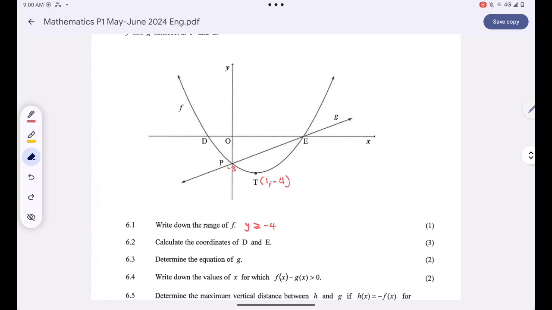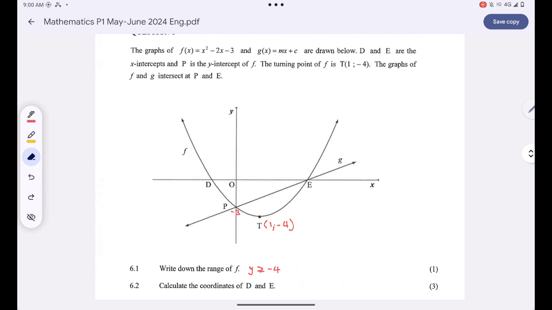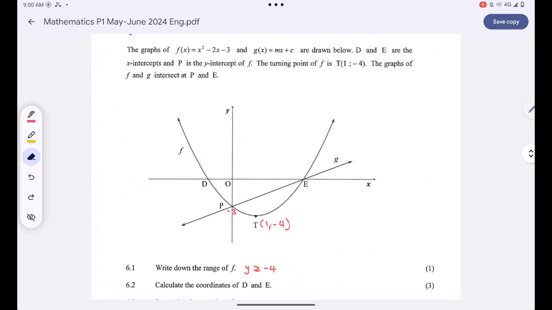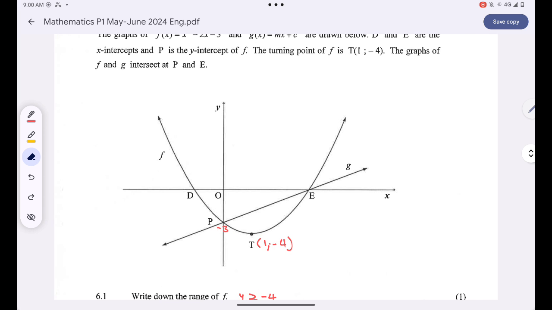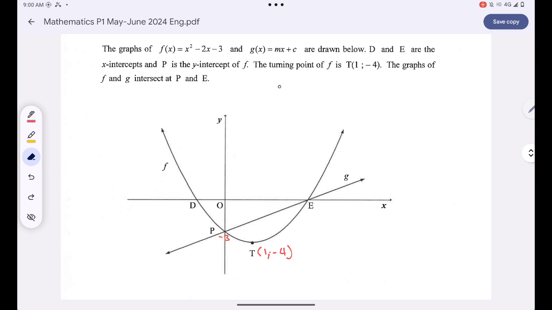That's my range. Okay, 6.2, they want us to calculate the coordinates of D and E. D and E represent the x-intercepts of f of x. And I don't care, guys, what kind of graph you have. If ever you want to calculate the x-intercept, you must always make y equal to 0 and then solve for x. So whenever I come across y, I'll substitute 0 and then I'll solve for x. x squared minus 2x minus 3 equals 0.